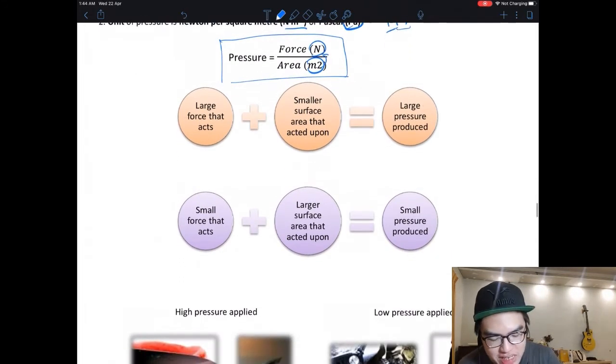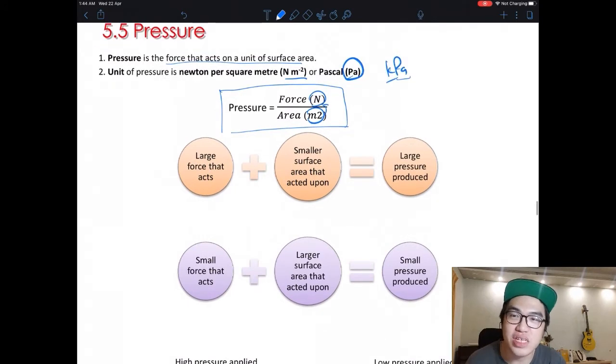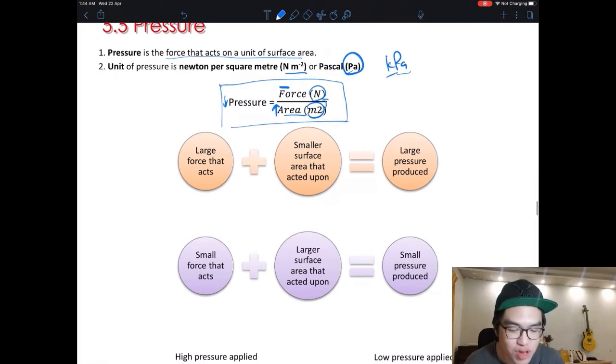So let's talk about how do we apply this. Let's assume force is constant. Force doesn't change. If area is high, pressure is low. I hope this makes sense. If you divide by a higher value, you get a smaller answer. Imagine you divide by 1 and then you divide by 10. If you divide by 1, your answer is higher value. If you divide by 10, your answer is smaller value. So if I increase my area, I reduce my pressure.